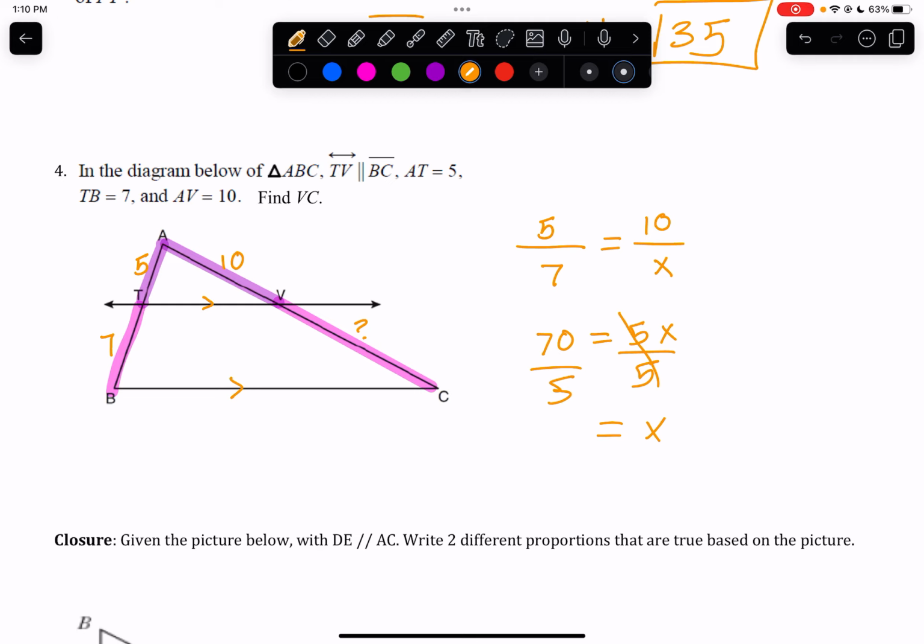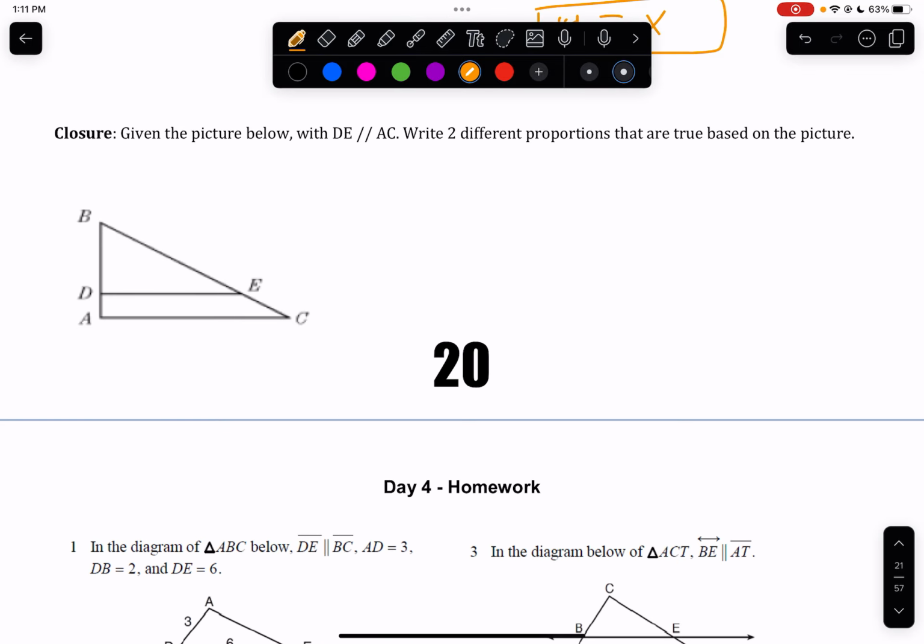So 70 divided by 5 is 14. Given the picture below with DE parallel to AC, write two different proportions that are true.